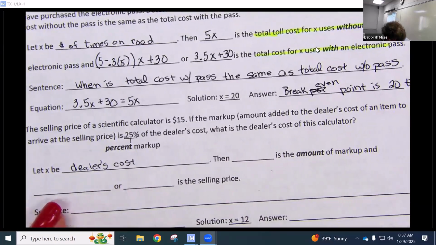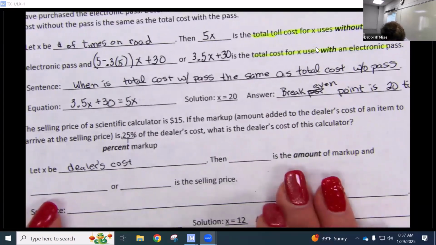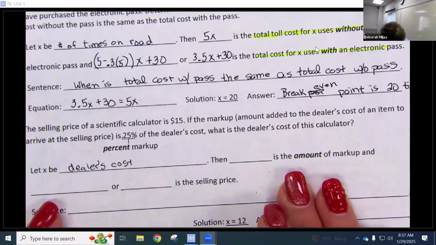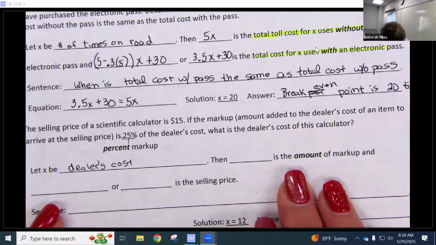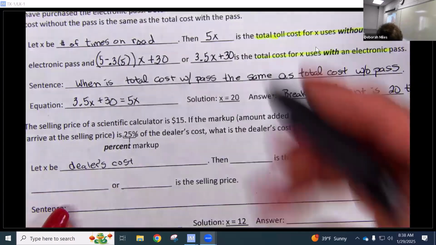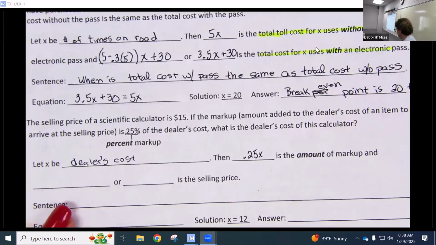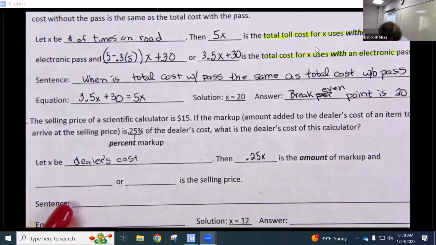And then how do you get the amount of markup? How do you find the amount of markup? If the markup percent's 25%, how do you get the amount of markup? X plus a quarter of X. Eventually, but I'm just talking about the amount of markup right now, and that's just the 0.25 times X. That's the amount of markup.